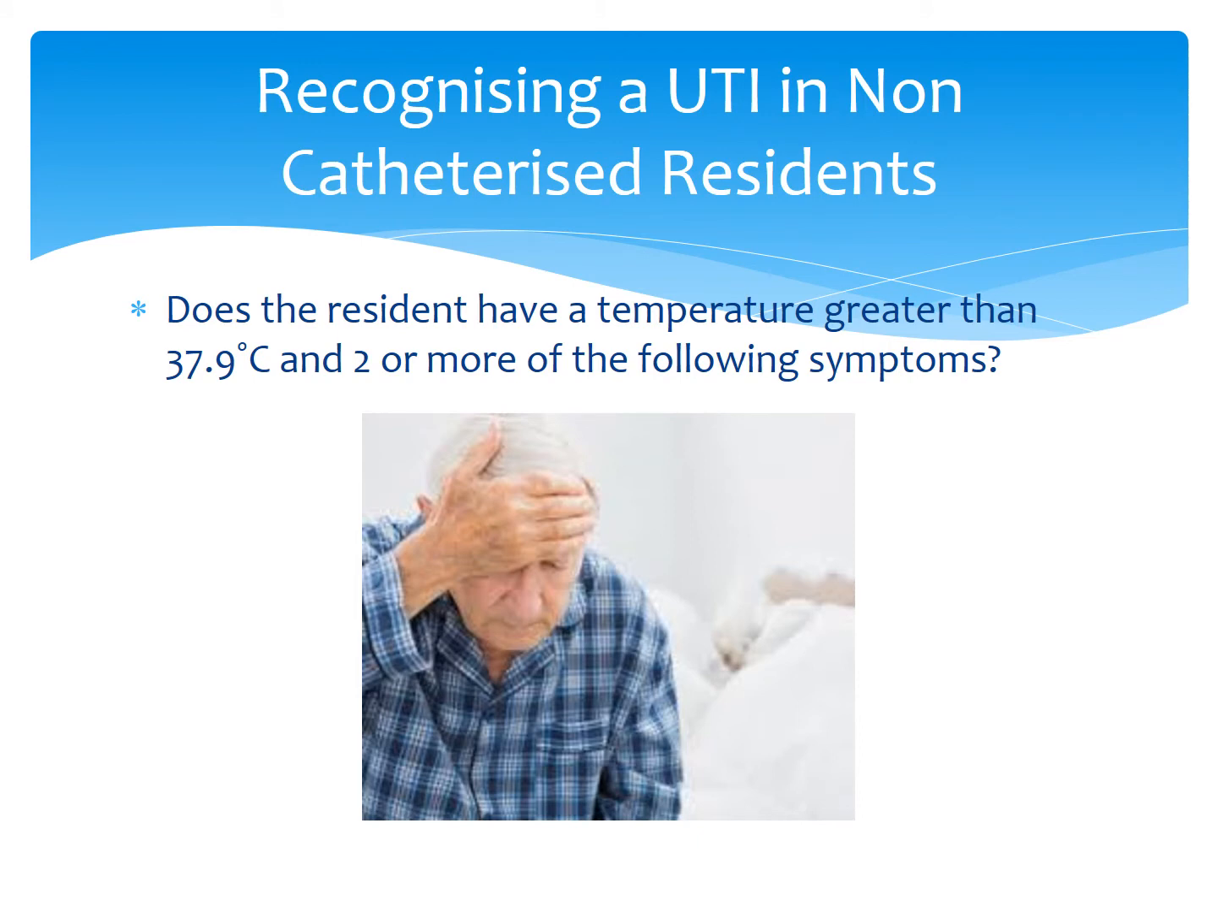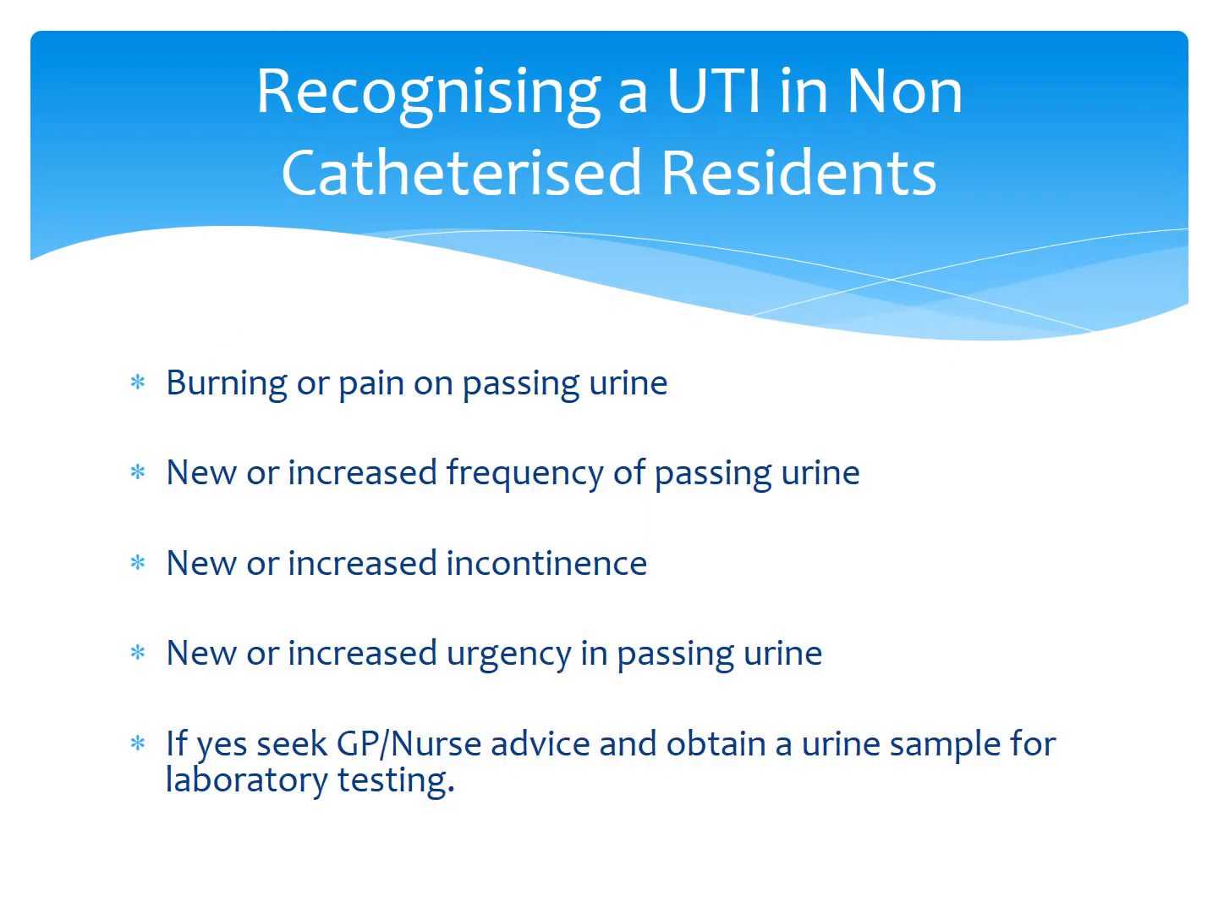Residents who do not have a urinary catheter but have a UTI will typically have a temperature of greater than 37.9 degrees Celsius and will have 2 or more of the following symptoms: burning or pain on passing urine, new or increased frequency of passing urine, new or increased incontinence, or new or increased urgency in passing urine. So if this is the case, it is vitally important that you seek the advice of a GP or a practice nurse and obtain a urine sample for laboratory testing.